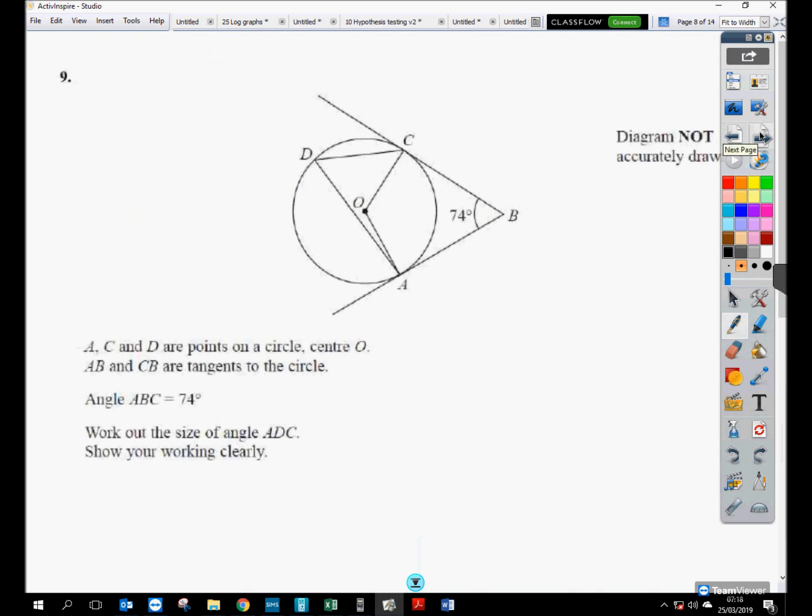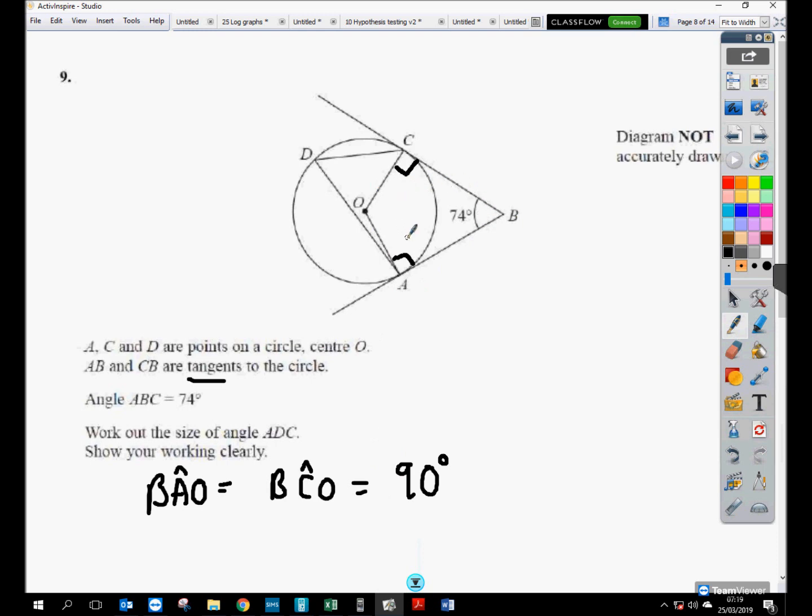Okay, circle theorems. This does not say to give reasons for your answer. It says show your working clearly. If you read the information, we have tangents on the diagram and we have two radii as well. So a tangent and a radius meet at 90 degrees. So if we write down angle BAO and BCO are equal to 90. We don't need to write the reason, you can if you want to.